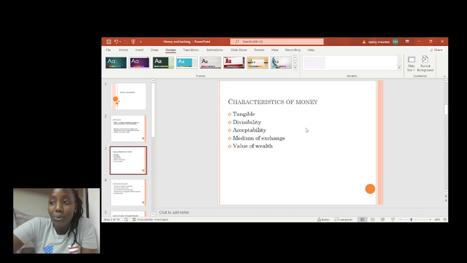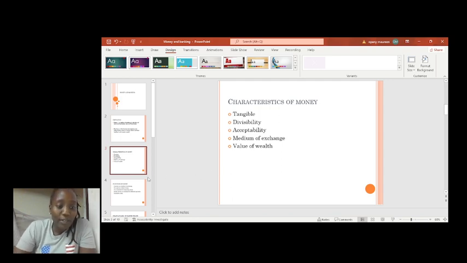And then we have scarcity. That means if money is to be used in exchange for scarce goods and services, then it is important that money is in scarce supply. That is, for an item to be acceptable as money, it must be scarce. And then we have durability. By that we mean that it should be able to last for a longer period of time.